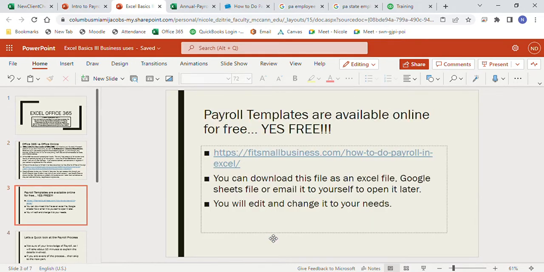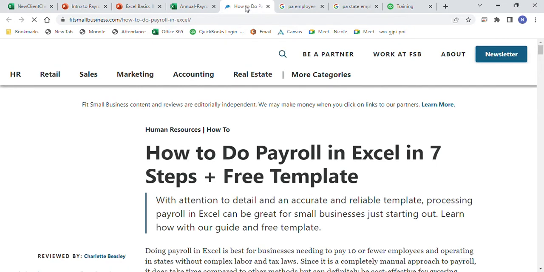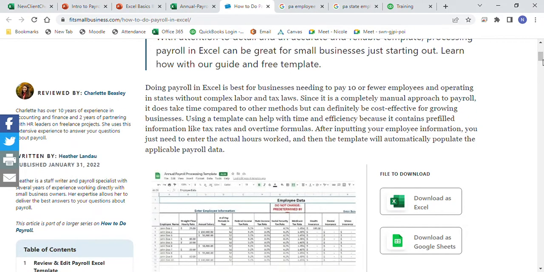So the first thing, I had a few people ask me about payroll templates, and there's so many available online that are completely free. I looked through a few of them. I happen to like this one right here, the fitsmallbusiness.com, how to do payroll in Excel. It's like a 7-step process. I'm going to bring you to the website, and they have a place where you can click and download. This is the site that allows you to download it as Google Sheets or as Excel.